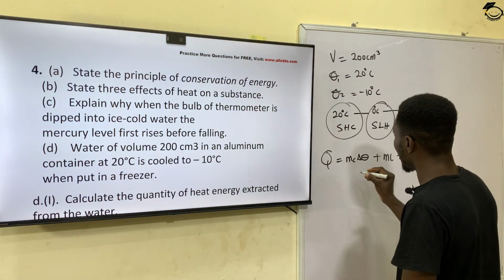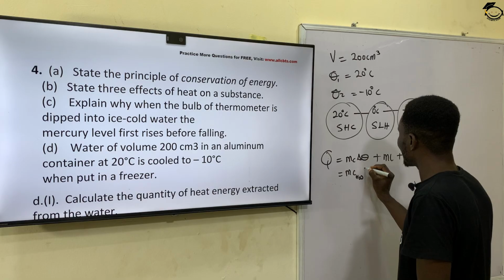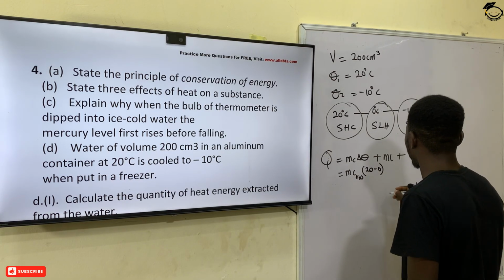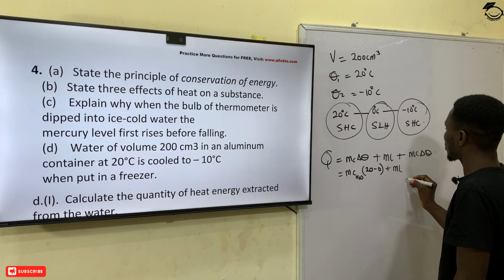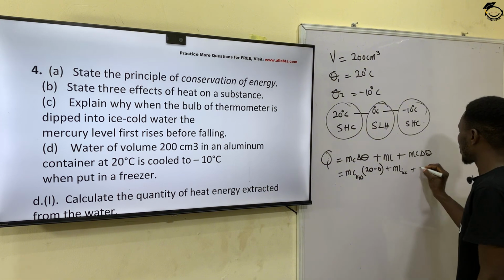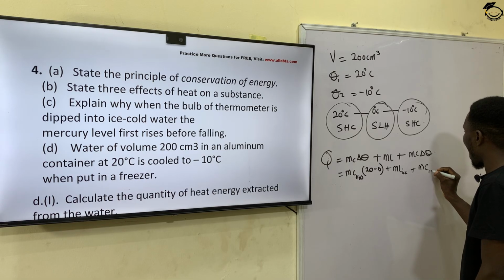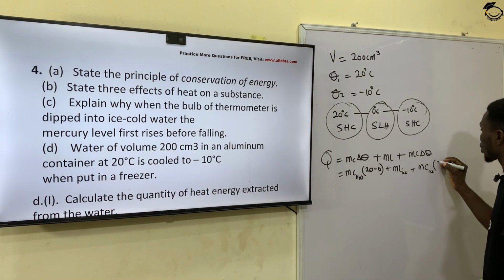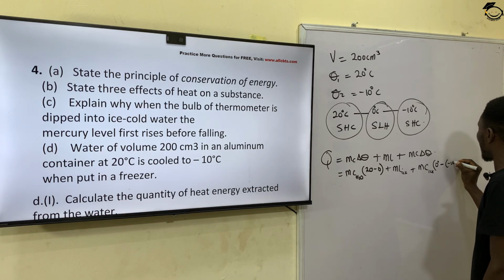But here, the difference is this. This is MC of water. Then my change in temperature here is going to be 20 minus 0, plus this is going to be mass and latent heat of ice, plus here I'm still going to be having my mass, and then I'm having the specific capacity of ice, and then my change in temperature here is going to be moving from 0 degrees Celsius to minus 10 degrees Celsius.